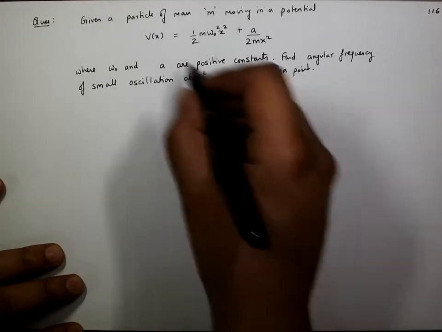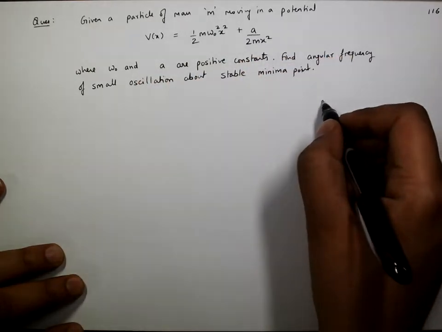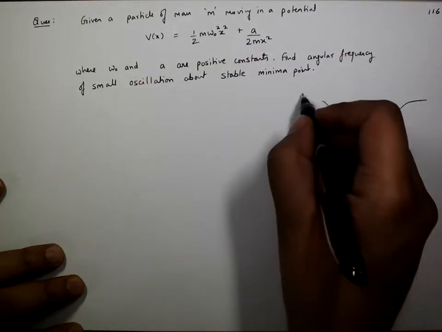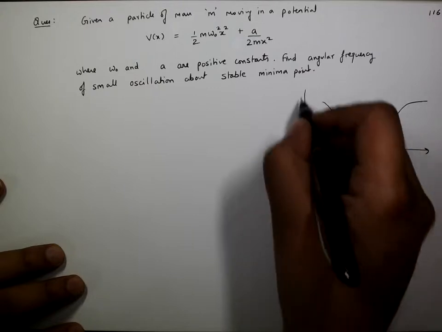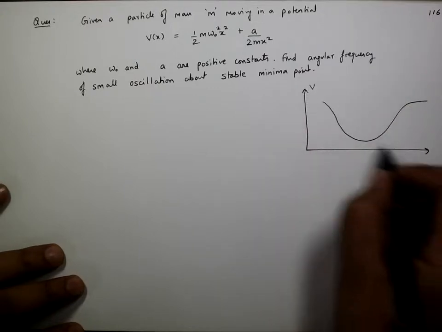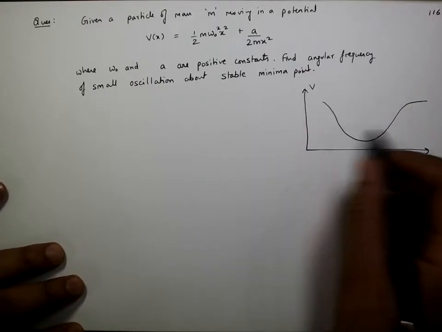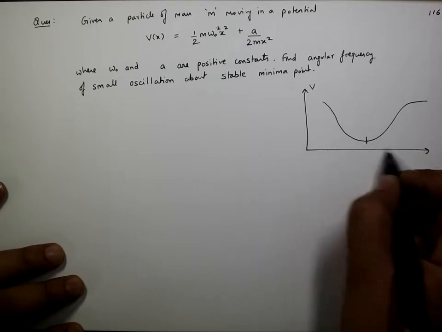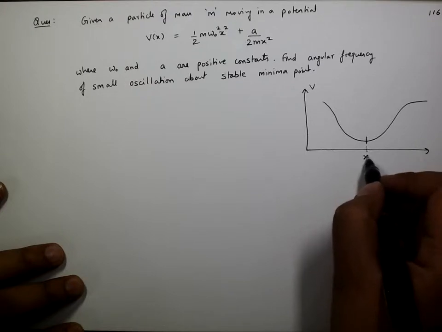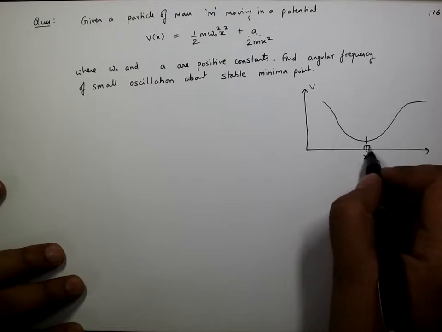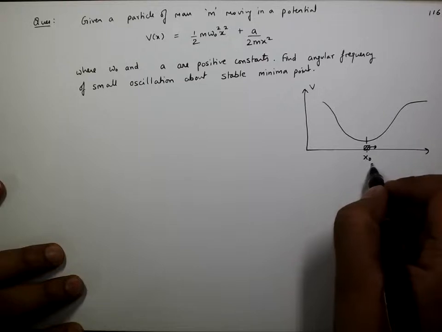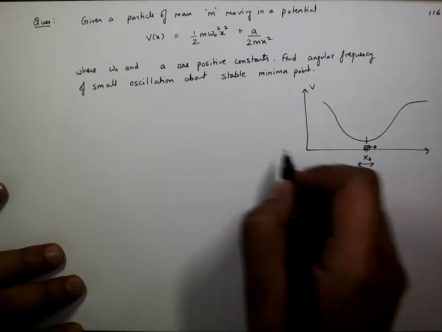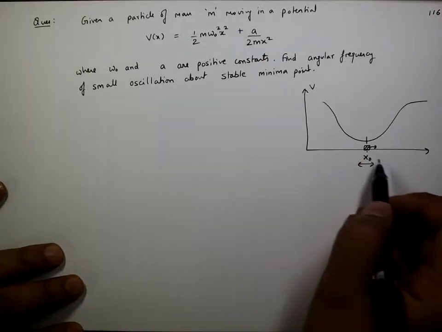Suppose this potential function is of some form, and this is a rough graph. I don't know what the exact curve would be, so I'm drawing a rough graph. If there is a point of stable minima, let us say this is x naught, then if the particle is at this position and is displaced slightly from this stable position, it will execute simple harmonic motion. The question is to find the time period of those small oscillations.